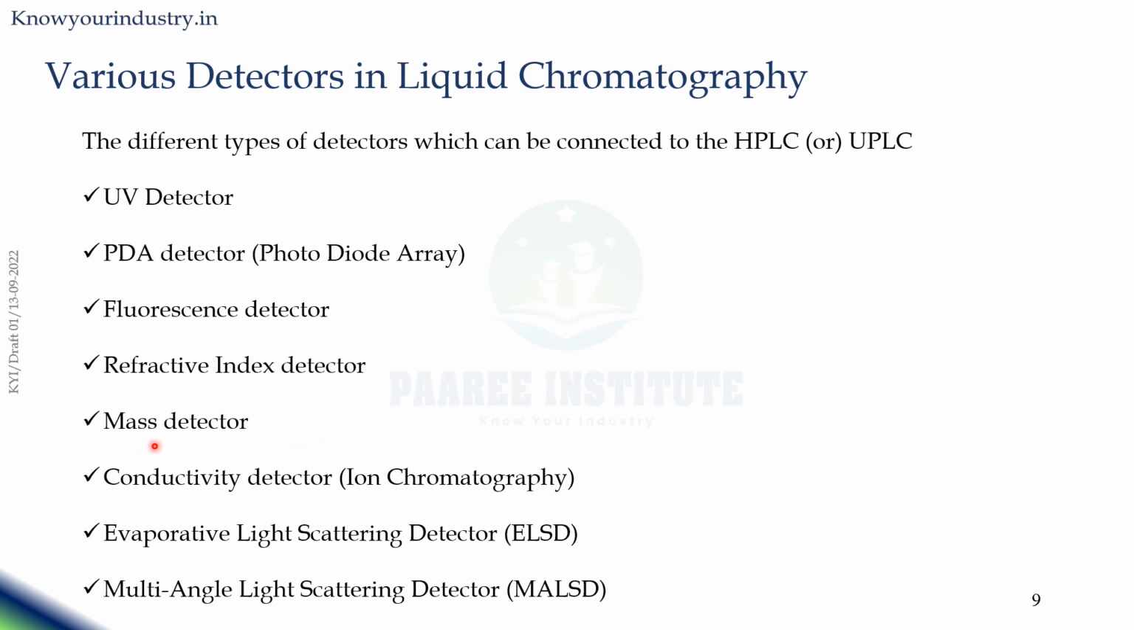The mass detector is the most commonly used detector system because it allows the sensitivity of the method to be as low as picogram level, and it is used in general analytical purposes and also in bioanalytical purposes. And then the conductivity detector, which is generally used in ion chromatography. There are also detectors like evaporative light scattering detectors, which are used to analyze surfactant-type materials. Then the multi-angle light scattering detector, like MALS detectors, which is similar to ELS.